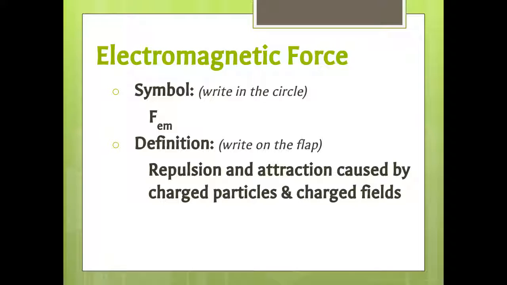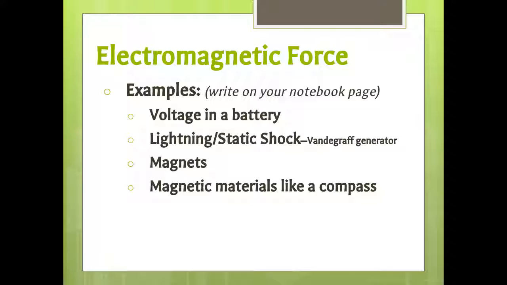Now, we don't really see this one that much, but it's pretty clear when you do. It's electromagnetic, electricity, magnetism. Some examples of this: voltage in a battery, lightning, static shock. We're going to see this when we do a Van de Graaff generator. Magnets, yeah, electromagnetic magnets. And then you're going to see magnetic materials like a compass. So the compass works because of an electromagnetic force.